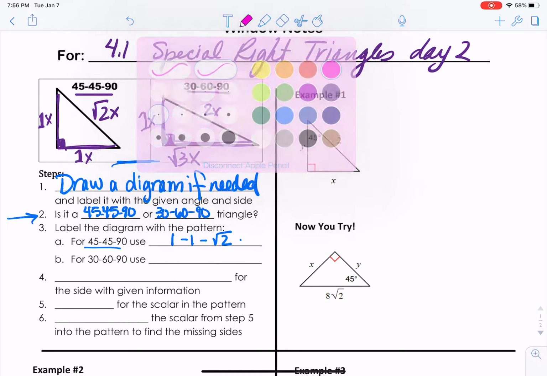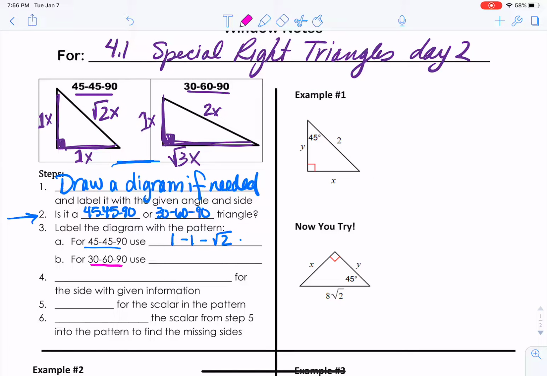If, however, it is a 30, 60, 90 triangle, then we're going to use a different set of ratios or patterns. That is 1, square root of 3, 2. Now remember that this is in the leg, leg, hypotenuse pattern. So this is a leg, and this is a leg, and this is a hypotenuse. Same for the above.